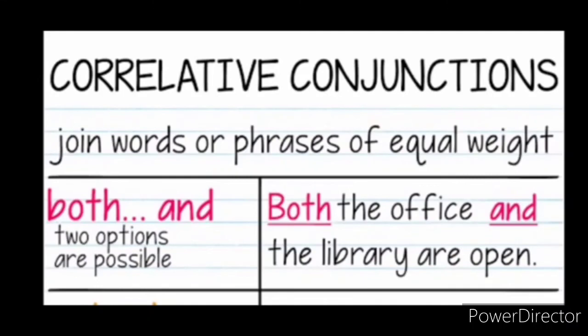Both the office and the library are open. Here you can see and feel the equal importance of the office and the library. Both are open. So we have used the both and correlative conjunction to show the equal weight and importance that two options are possible, giving equal importance and equal weight.